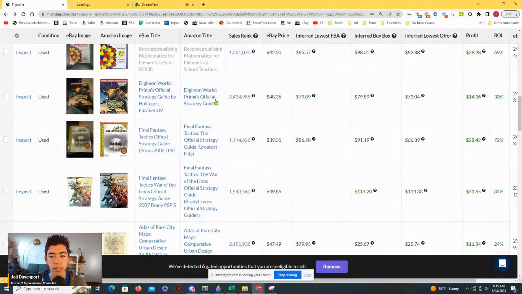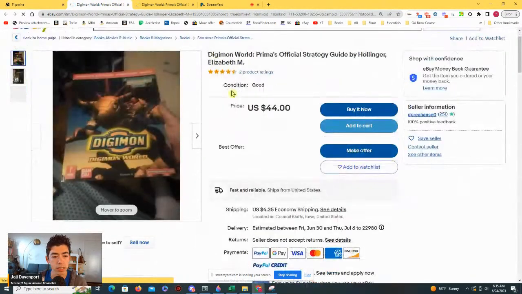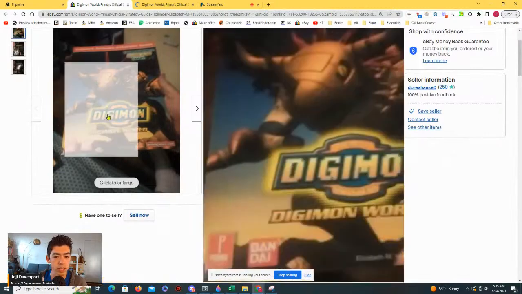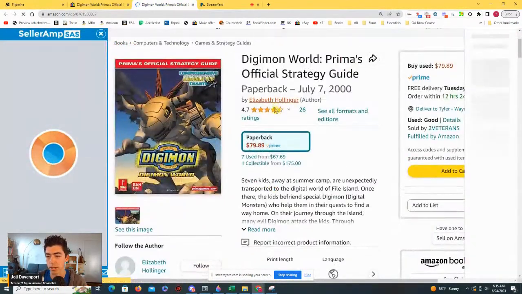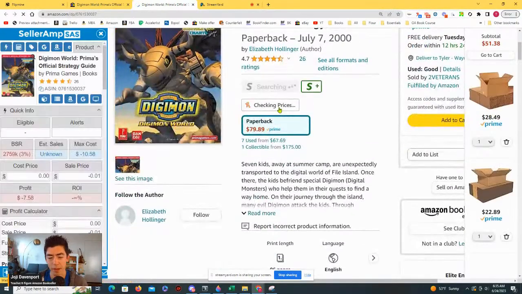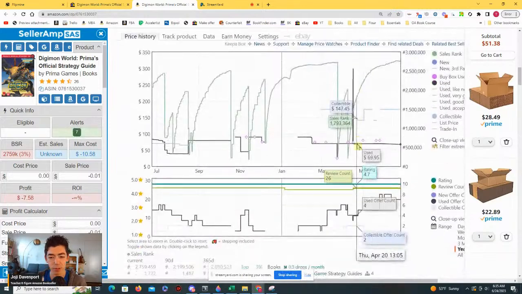We got Digimon here, 48 on eBay and potentially $80 on Amazon. So let's see. Maybe we can send an offer on this. I could totally see this being worth like $80 because I think Digimon was a really old game. I remember back when I was a little boy, it was competing with Pokemon. I think that's what was going on.